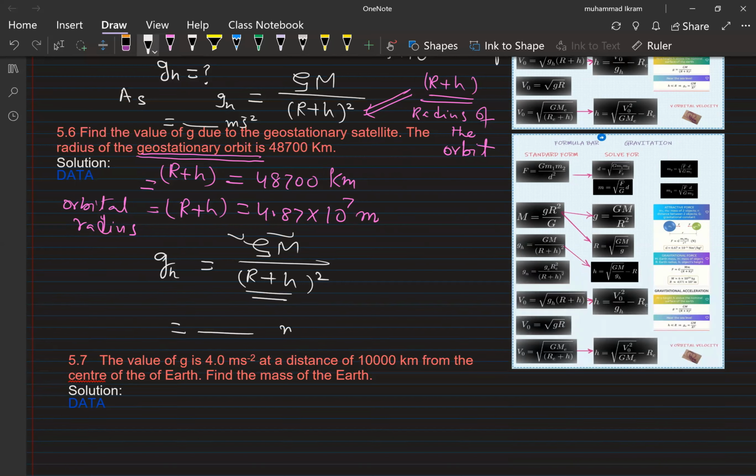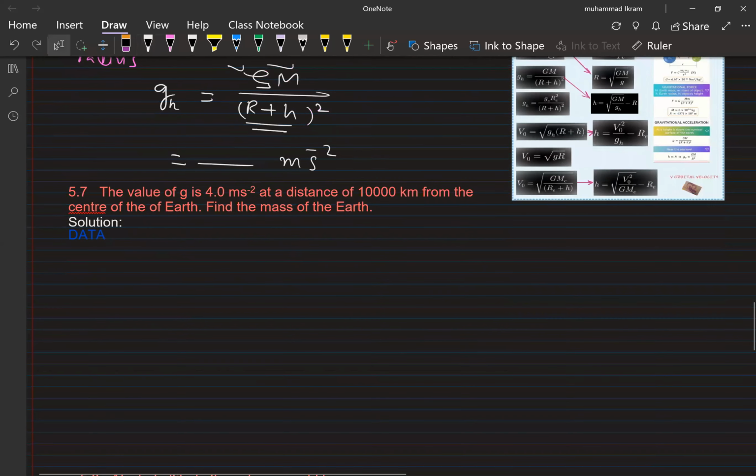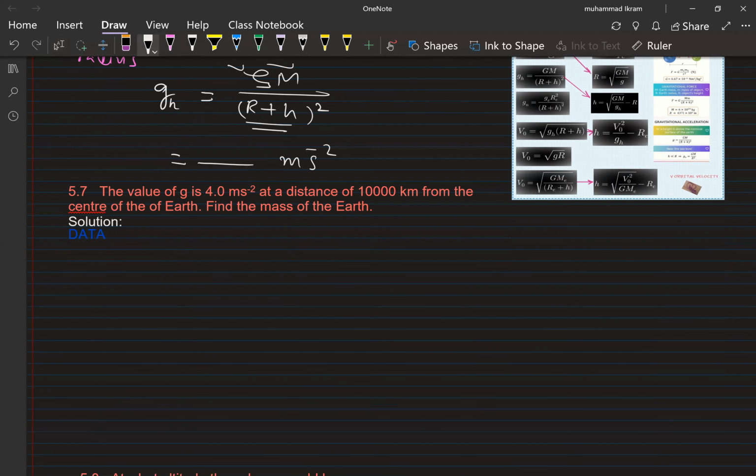Look, how easy they are. The value of g is 4 meter per second square at a distance of 10,000 kilometer from the center of the earth. If you look at this problem, what is mentioned is from the center of the earth. So what does this mean, from the center of the earth? It is the radius of the orbit, the orbital radius.